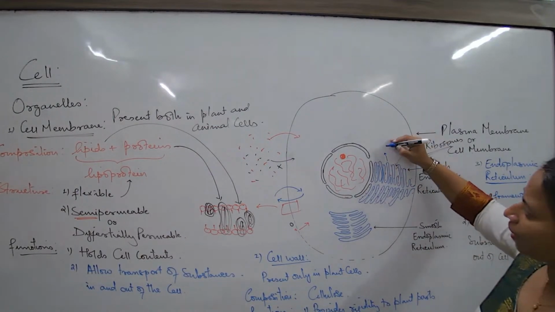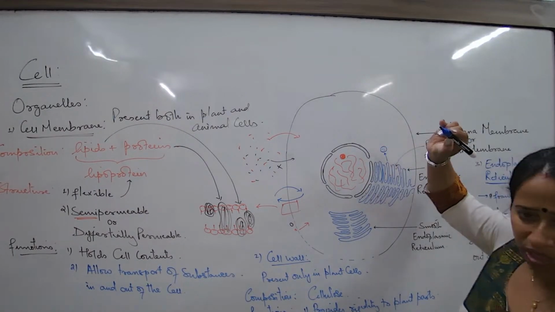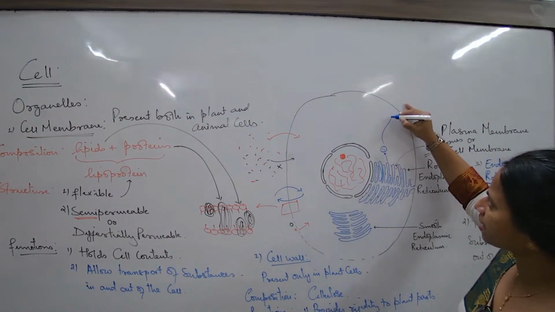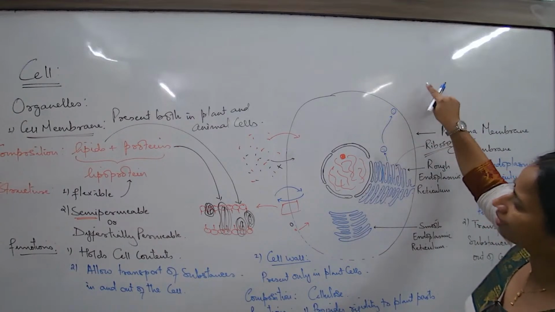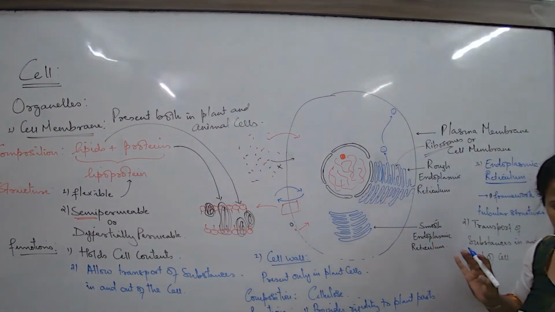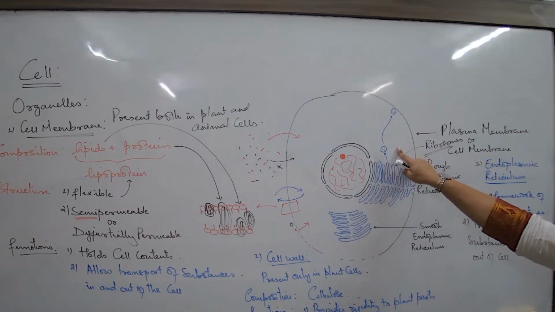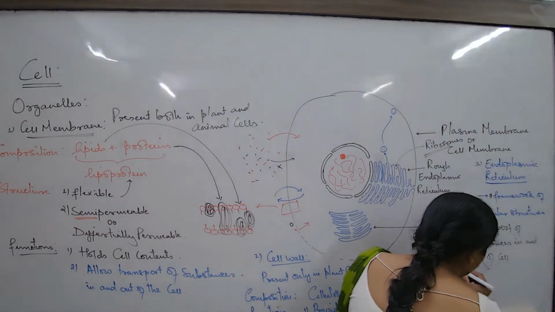So this rough endoplasmic reticulum will form bubbles like this, and inside what is there? Proteins. The proteins will move around the entire cell, and yes, the proteins may come near the cell membrane to be released out of the cell. That also may happen. So can I say that this type of endoplasmic reticulum, the tubular network, they help in transport of substances? Yes. The transport of substances.